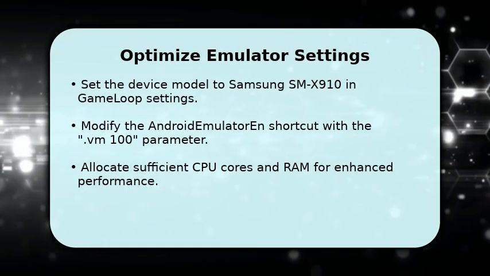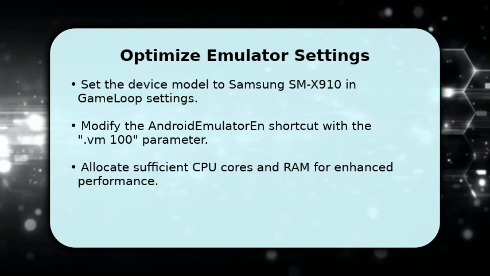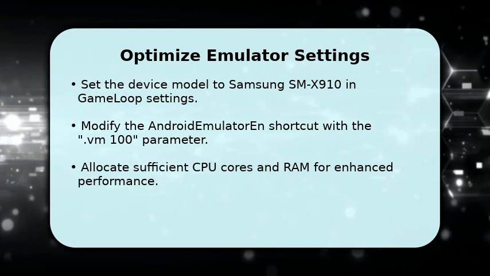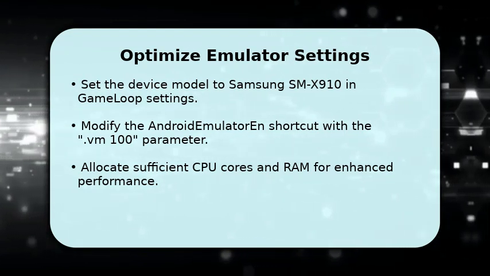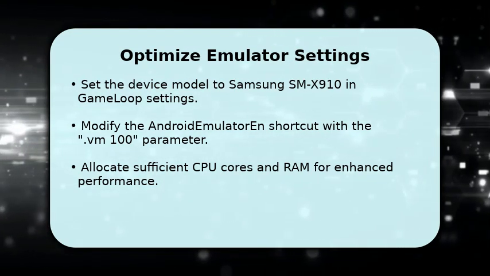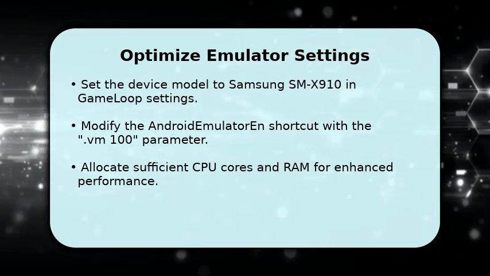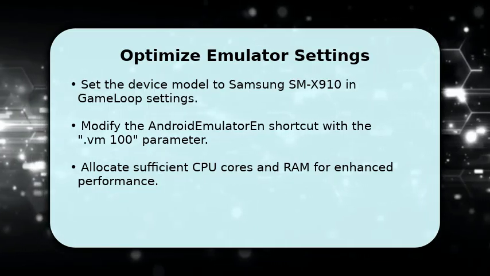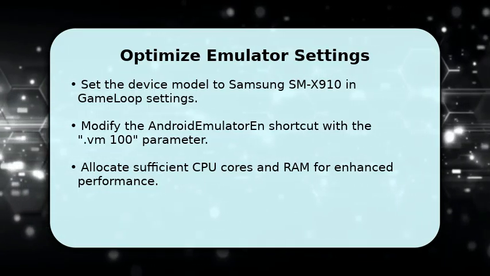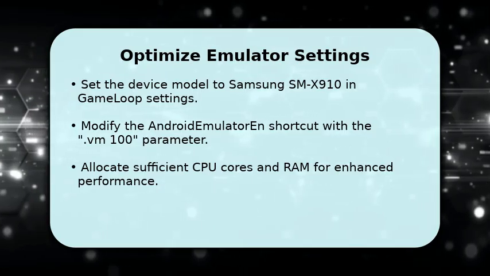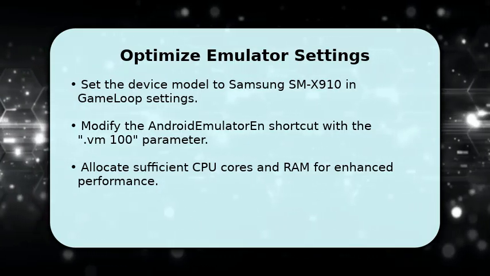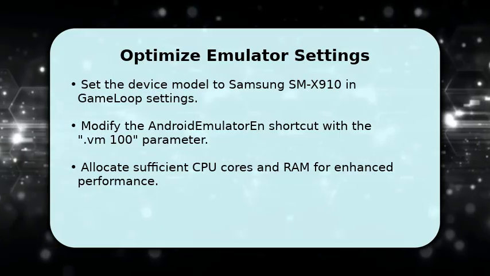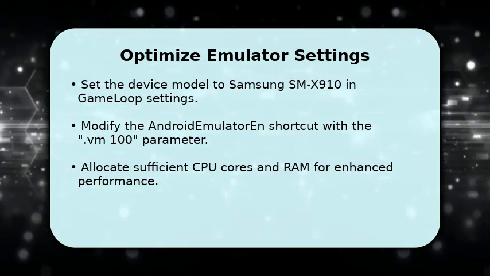To achieve 120 frames per second, open GameLoop settings and change the device model to Samsung SM-X910. Next, locate the Android emulator and shortcut, right-click and add VM100 to its target path. This crucial step unlocks higher frame rates. Remember to allocate ample CPU cores and RAM within the emulator settings for stable and enhanced performance during your gameplay sessions.